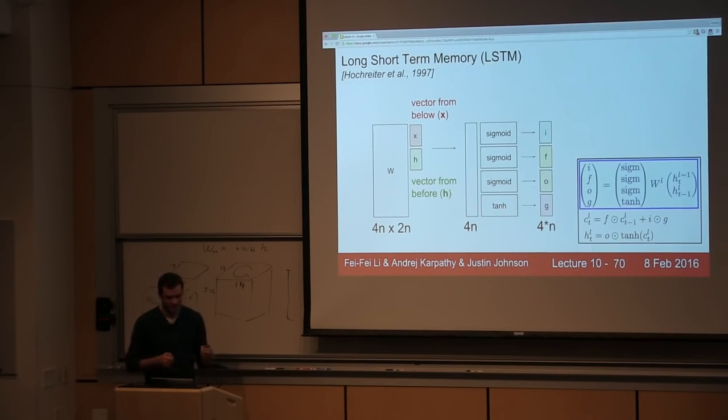So the cells are best thought of as counters, and these counters, basically, we can either reset them to 0 with this F interaction. This is an element-wise multiplication there.